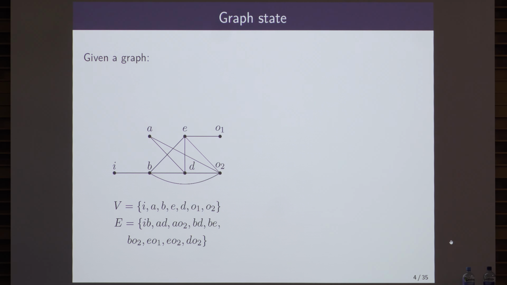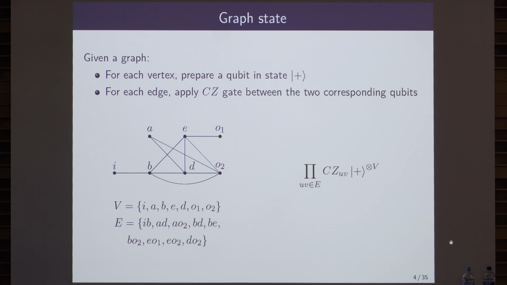So usually the resource state that we are using is going to be some form of graph state. So what is a graph state? As a quick reminder, if we have a mathematical graph, we can always turn it into a graph state in the following way. For each vertex, we prepare a qubit in the state ket plus, and then for each edge, we apply a controlled-Z gate between the two corresponding qubits. That's the way that we get a graph state.